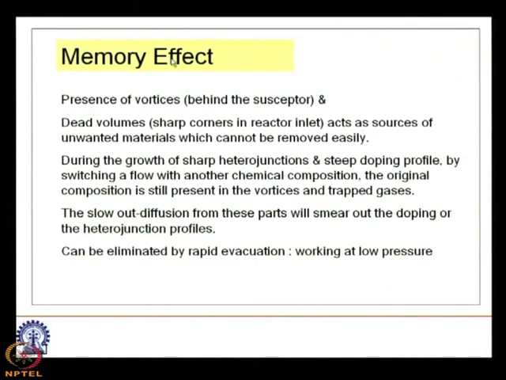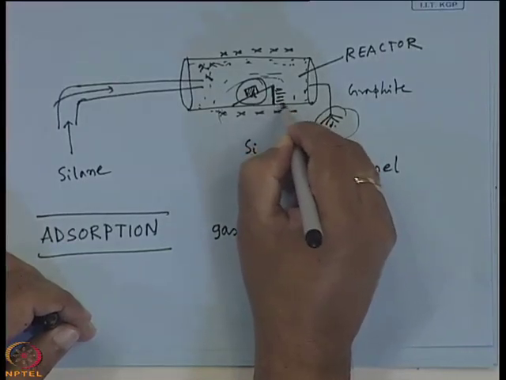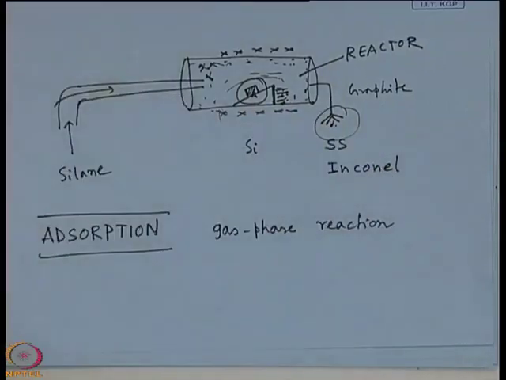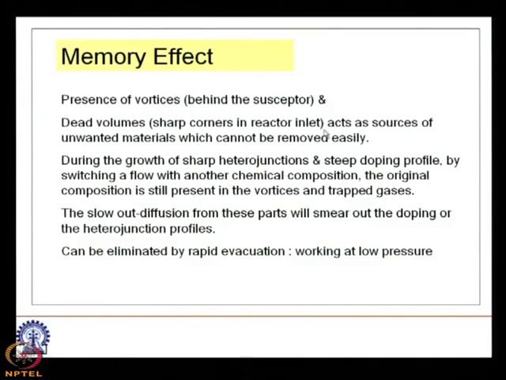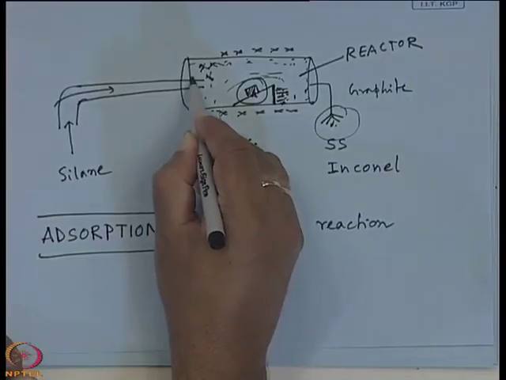What is memory effect? Memory effect is the presence of vortices, that means behind the susceptor, and dead volumes, sharp corners in the reactor inlet, which act as sources of unwanted materials which cannot be removed easily. One is behind the susceptor. You see that this is the susceptor, and behind the susceptor means in this region. Another is the dead volumes, that means sharp corners in the reactor inlet. So, this is the inlet, and in the inlet there will be some sharp corners like that.